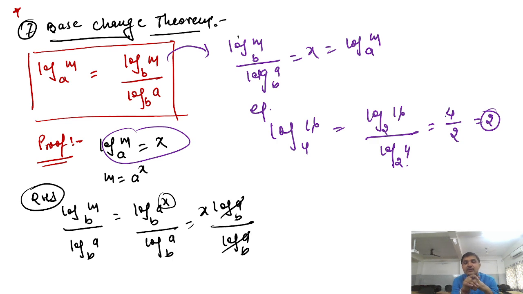So this is what we call the base change theorem. We can apply any base, provided it is a valid base. We call it the base change property. Clear? Next. If you want to write, you can pause the video and write, okay? Next.